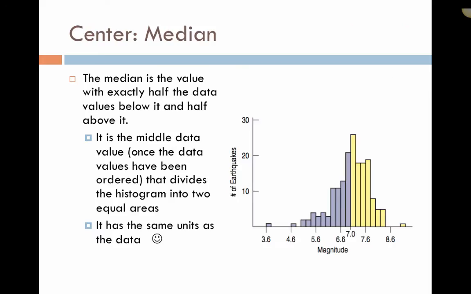The first is with the median. So the median is the value that is exactly in the middle of the data. Half of the data values are below, half the data values are above. And the median will always have the same units as the data. So here in this histogram, we're looking at the magnitude of earthquakes, and the median value is 7. So then half of the data values in purple are below, and half of the data values in yellow are above.